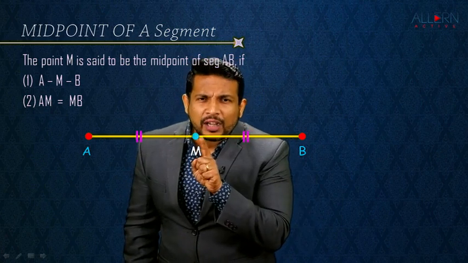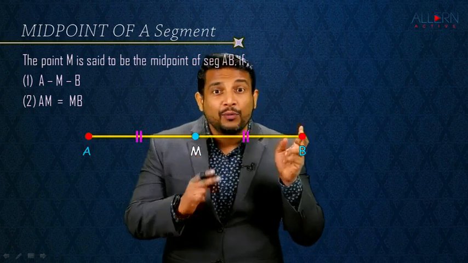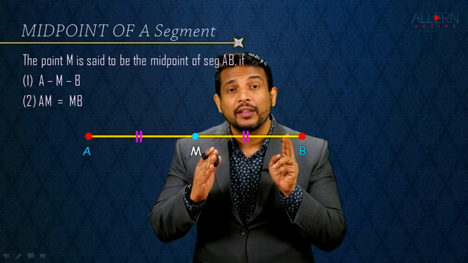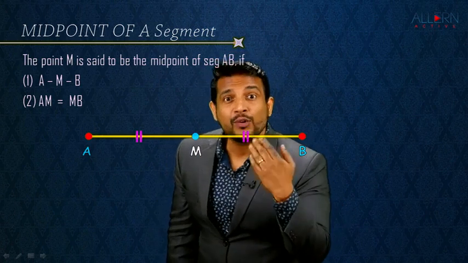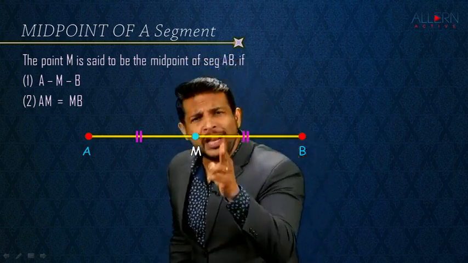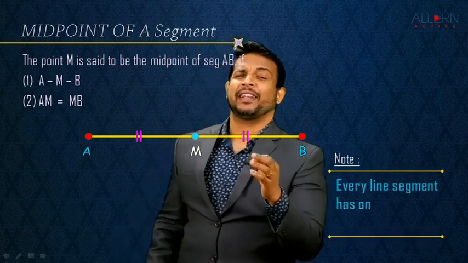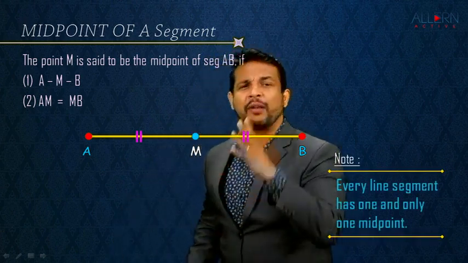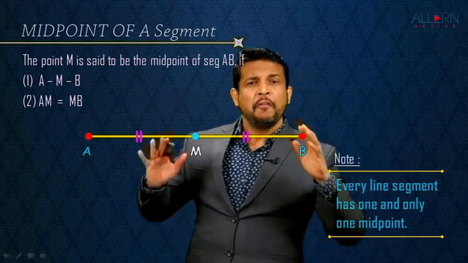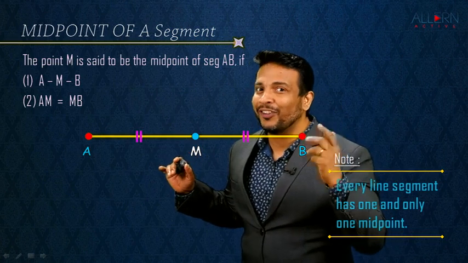If we take this M to the right slightly, then the length of AM and the length of MB would not be the same. This AM would be bigger and MB would be smaller. That means, what are we saying? What we mean to say is that M is the only midpoint of the segment. That means every segment has one and only one midpoint. Remember that. Every line segment has one and only one midpoint. Very important. Remember this. Very, very critical. This can be asked as a true or false, right?